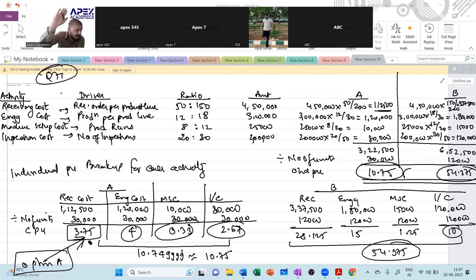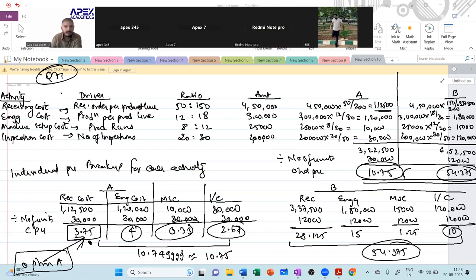Are you with me on that? Yes or no? Give me a thumbs up. Does everybody understand this concept? Activity-based costing is going strong. Do we all understand it? Yes or no? Yes, sir.